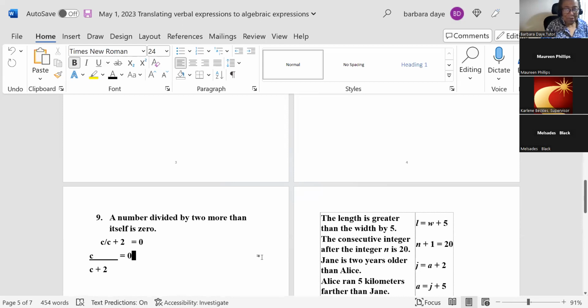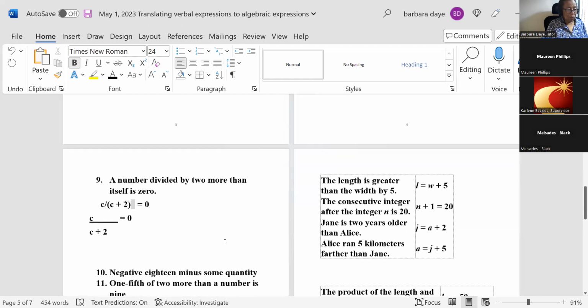Questions? Mercedes, notice I put the numerator over the denominator. Because of the slash right here, I'd really have to put this in parentheses to make it clearer, to let you know that the C plus two is divided into the C. But it's clearer with the underline, C over C plus two. Got it?